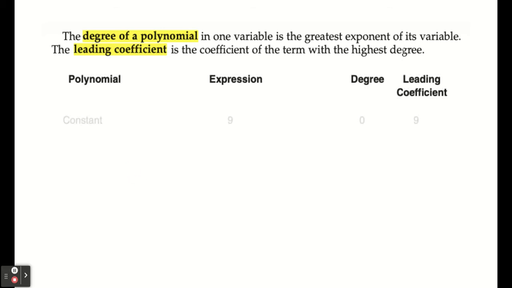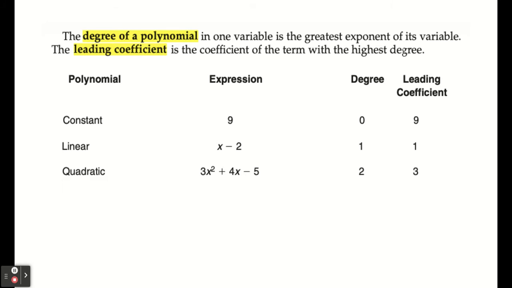So let's look at a couple of examples. The expression 9 is what's known as a constant because it only has a number and no variable. So this has a degree of 0 because since it has no variables, it would be like x to the 0 power, right? And its leading coefficient is 9. This is a linear expression, right? X minus 2 has two terms, x to the first power minus 2. Since its highest exponent is 1, it has a degree of 1, and it's 1x, so it has a leading coefficient of 1.